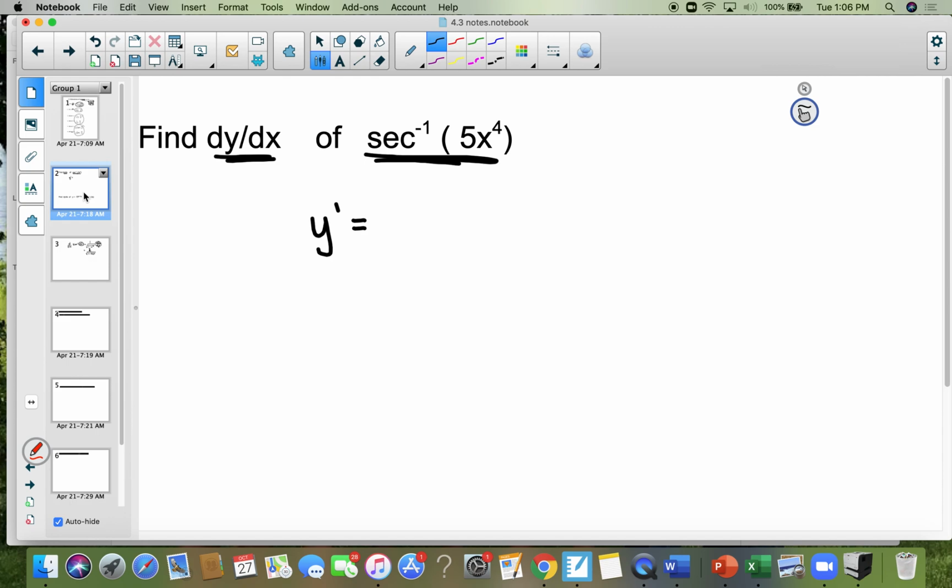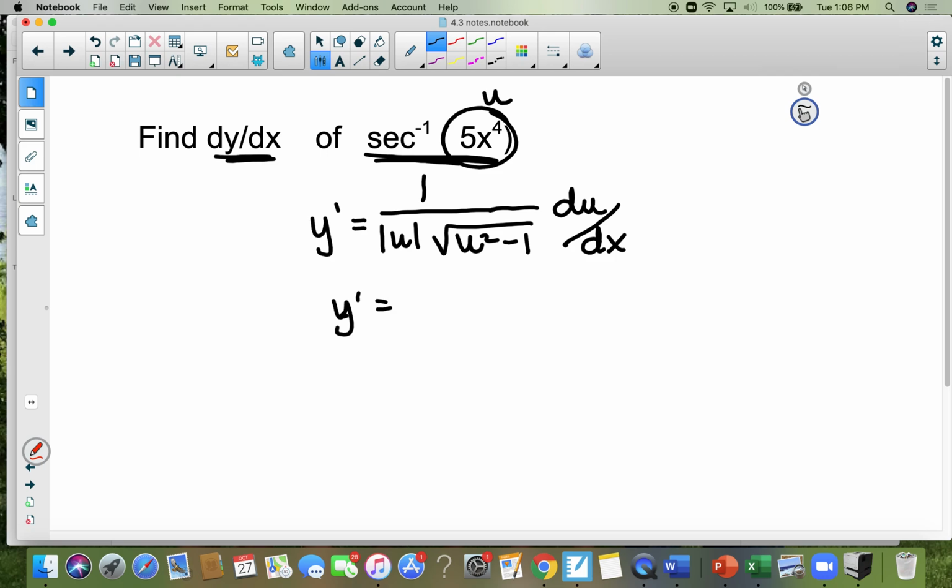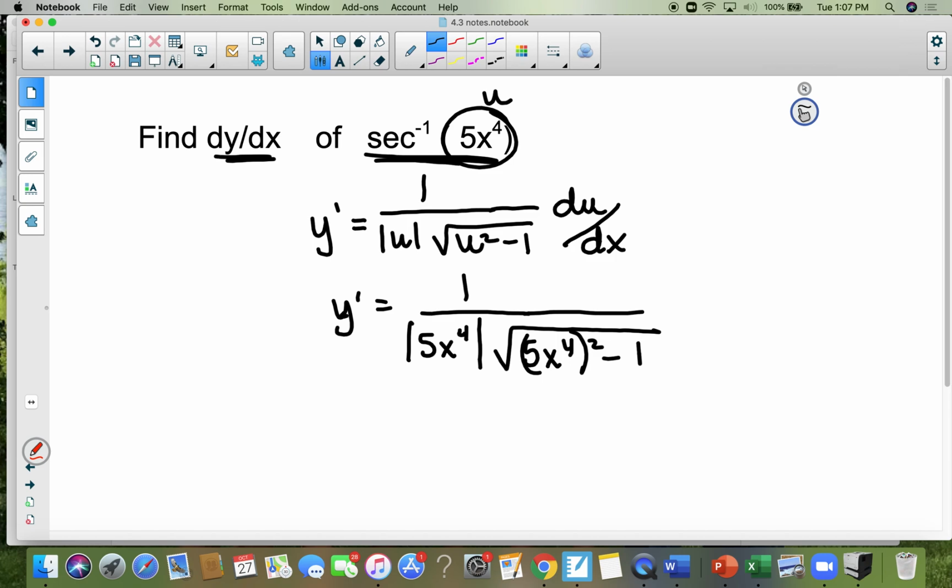The derivative of secant is 1 over the absolute value of u times the square root of u squared minus 1 du dx. This stands for u. So you're just going to do y prime is equal to 1 over u. U is 5x to the 4th, so you're going to put that in your absolute value. Square root of 5x to the 4th squared minus 1 times the derivative of u, and the derivative of u is 20x to the 3rd. Okay, that's not too difficult to plug it into there, but then how do you simplify it?